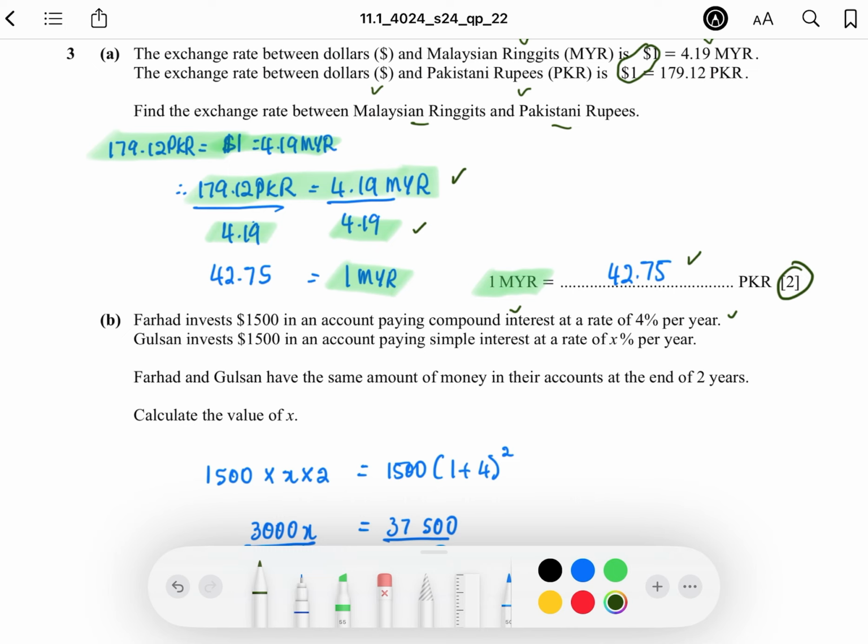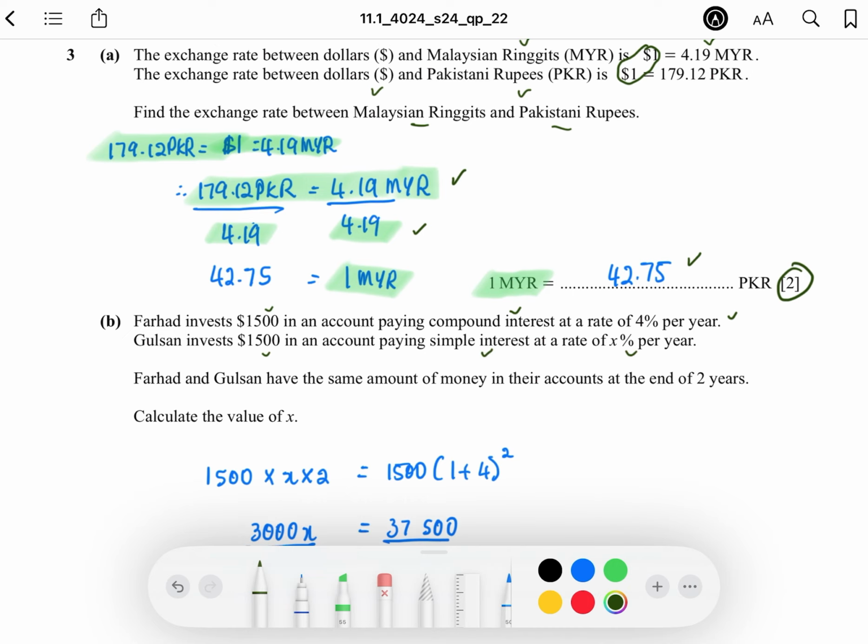Okay. Farhad invests 1,500 in an account paying compound interest at a rate of 4% per year. And Gulsan also invests the same amount but in an account that pays simple interest at a rate of x% per year. They have the same amount in their accounts at the end of 2 years. Calculate the value of x.